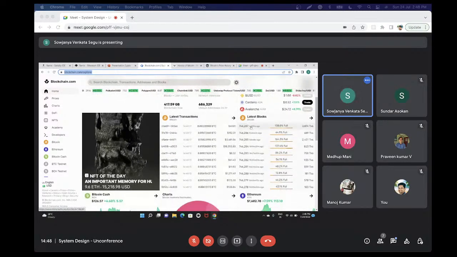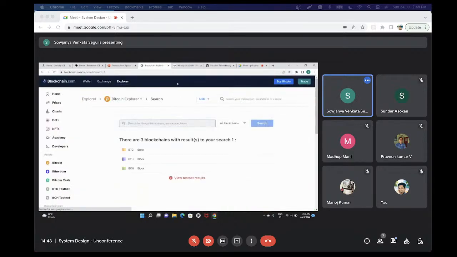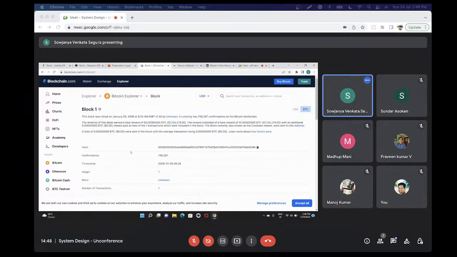If you see here, this is the list of blocks. The latest block is 746,287. We can see all the way up to the Genesis block. If you search for the Genesis block, this is the first block, mined on January 9, 2009 by Satoshi Nakamoto.